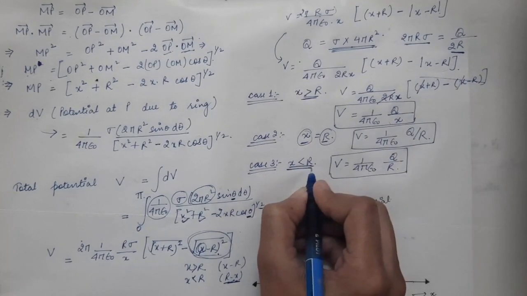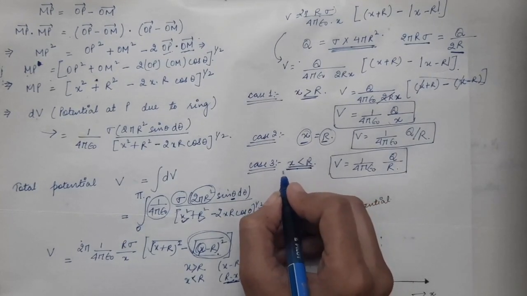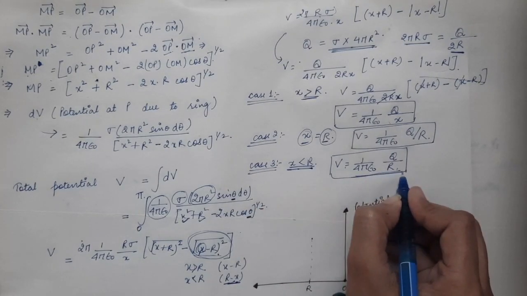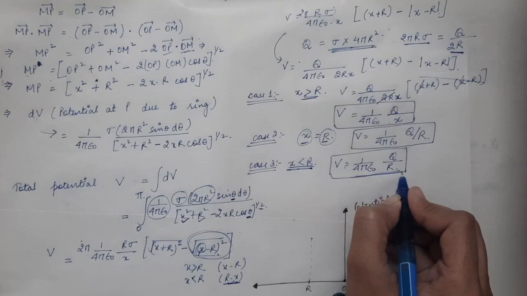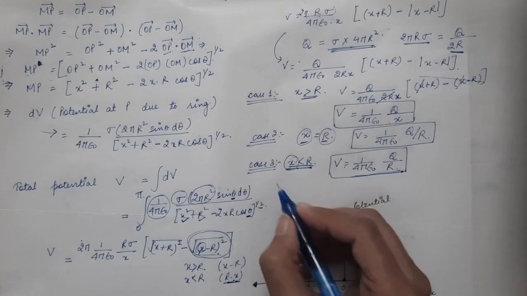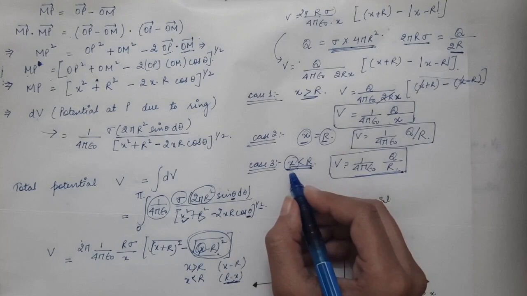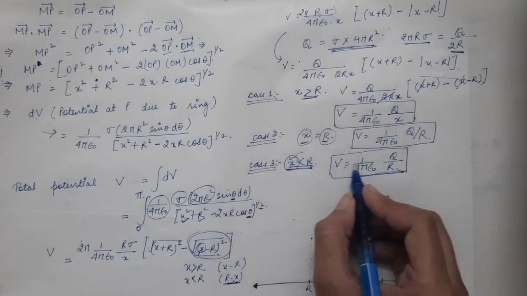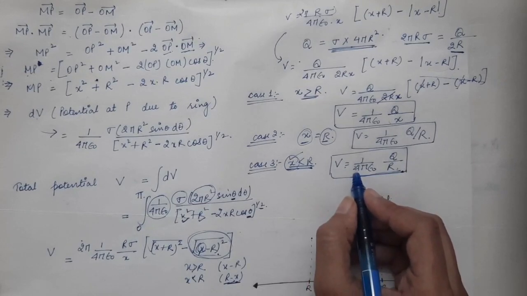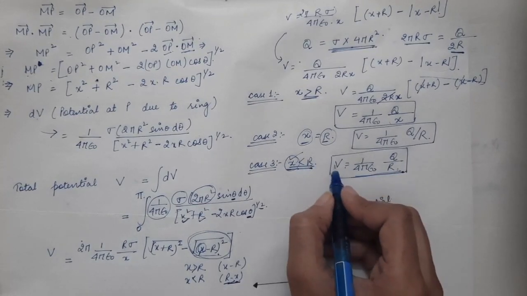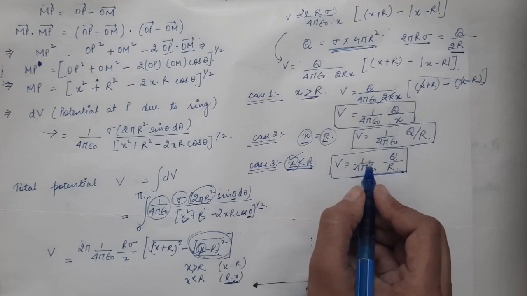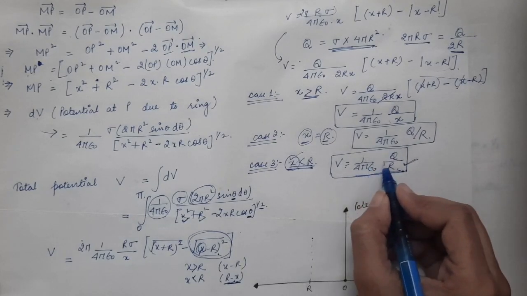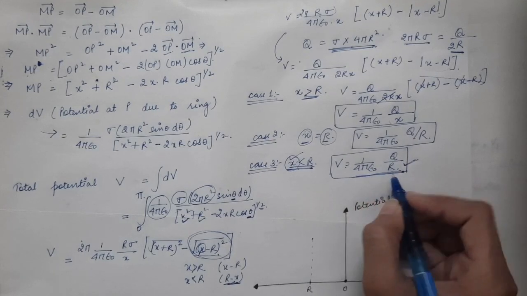So anywhere inside the shell, the potential is constant. As you can see, it does not depend upon the position of the observation point, that is, it does not depend upon x. x is the position of the observation point. So this fraction does not depend upon x, meaning it is independent of the position of the observation point. So the potential at any point inside the shell is constant, equal to 1 by 4 pi epsilon naught Q divided by capital R.